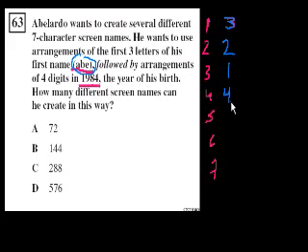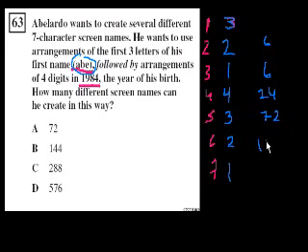Then on the 5th digit, he would have picked one of the 4, so he has 3 of them left. By the 6th digit, he only has 2 of them left. By the 7th digit, he's forced to pick whatever's left over, what he hasn't picked yet. He has 1 digit left. So for the combinations, you just multiply all of them. 3 times 2 is 6, times 1 is 6, 6 times 4 is 24, 24 times 3 is 72, 72 times 2 is 144, times 1 is 144. So there are 144 different screen names he can create in this way.